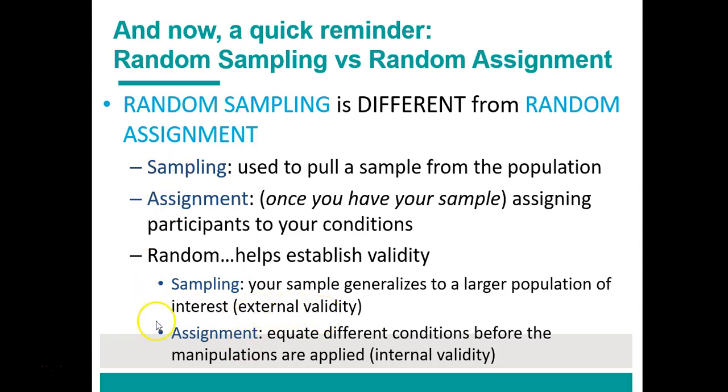Whereas random assignment, that is putting people into the different groups in a random way, equates your conditions before you apply your manipulations, and that has to do with internal validity, being able to say something about cause and effect. You must have random assignment for something to be an experiment. You must have random assignment to be able to say anything about cause and effect or to have internal validity. But you don't always need random sampling. You could have a convenient sample.